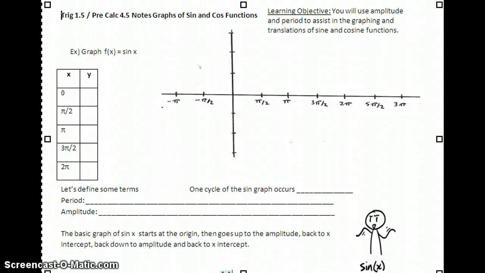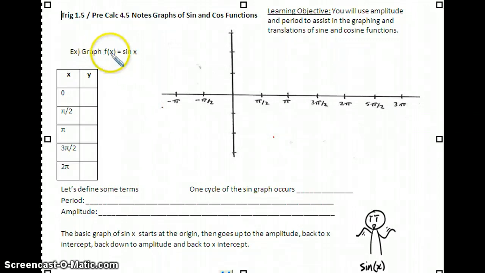This video is going to cover Trig section 1.5 or Pre-Calc section 4.5. The topic for this video is graphing sine and cosine functions. So let's start off by plotting some points to get the graph of the basic sine graph.